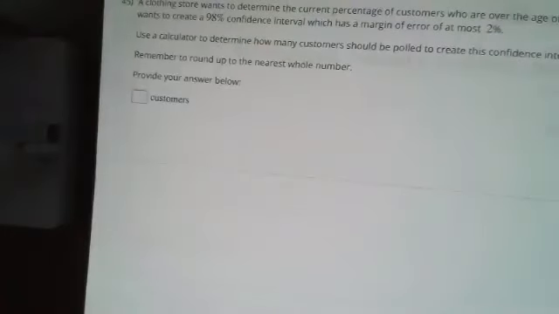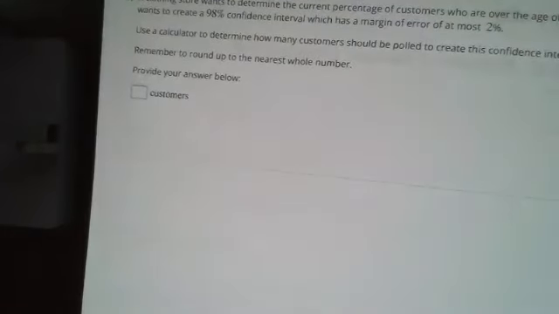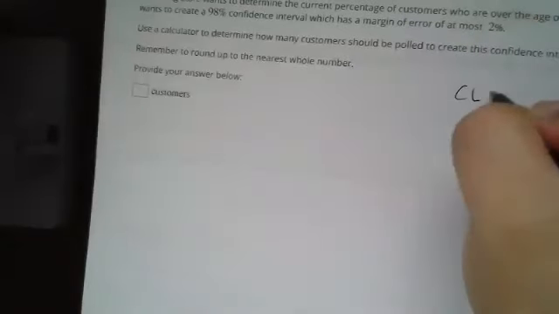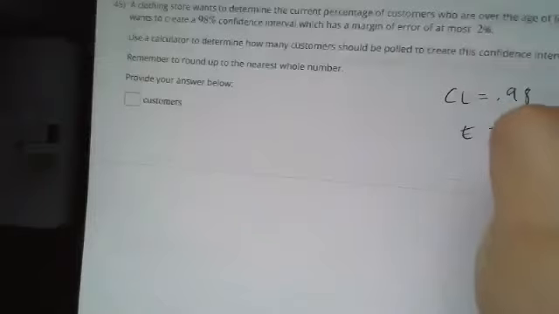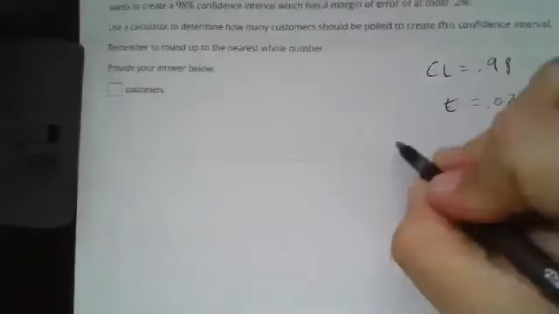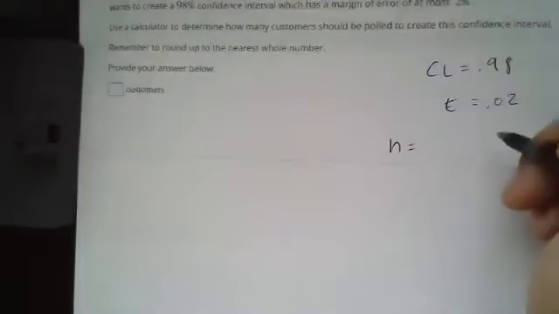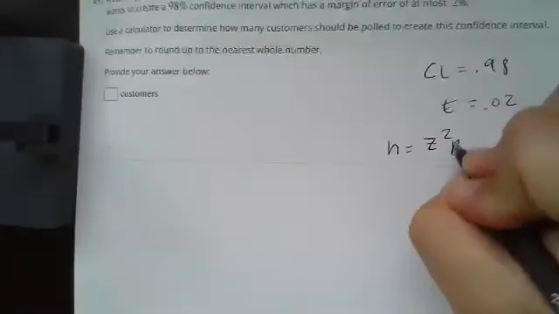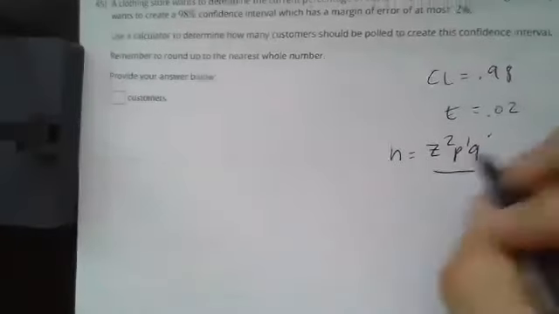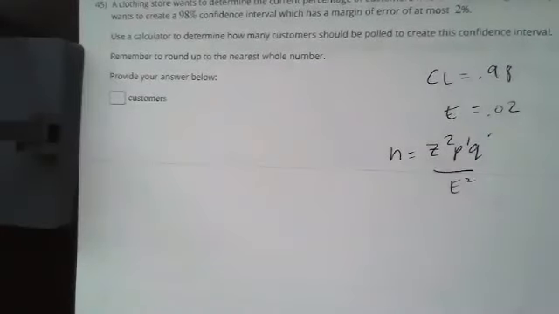And then the last problem: a clothing store wants to determine the current percentage of customers who are over the age of 40. So the store wants to create a 90% confidence interval with a margin of error of 0.2. How many customers should be polled? Okay, so you need to use that formula, z squared, p prime, q prime all over error squared.